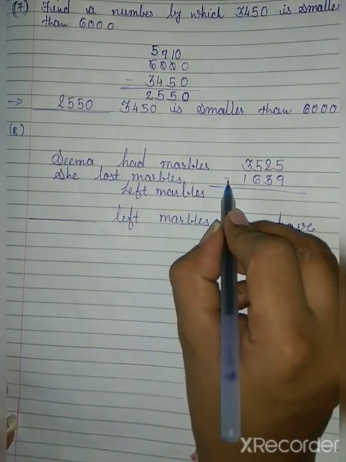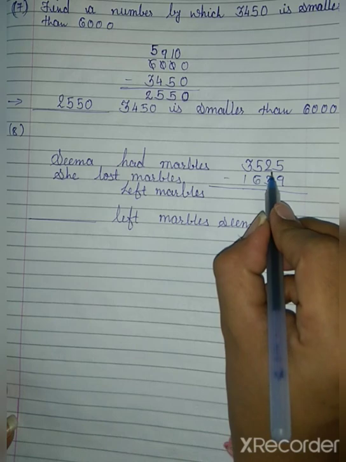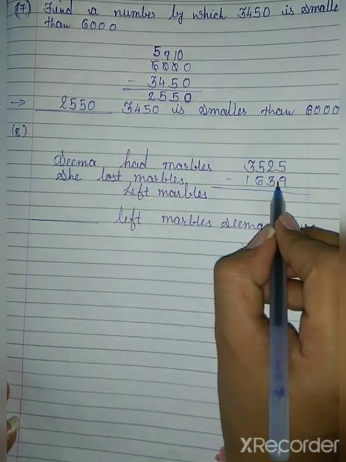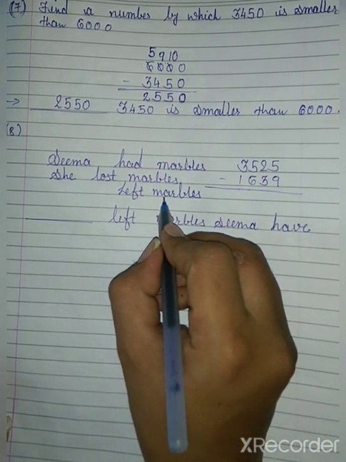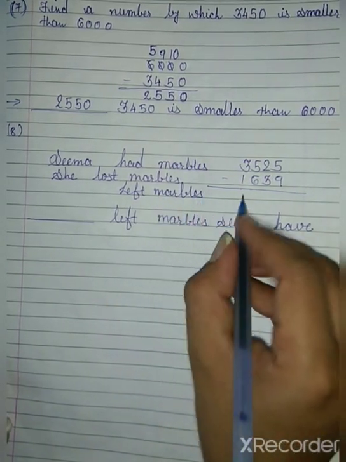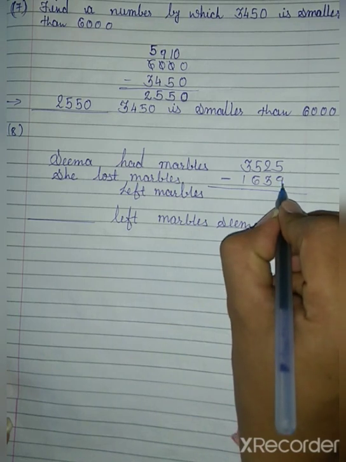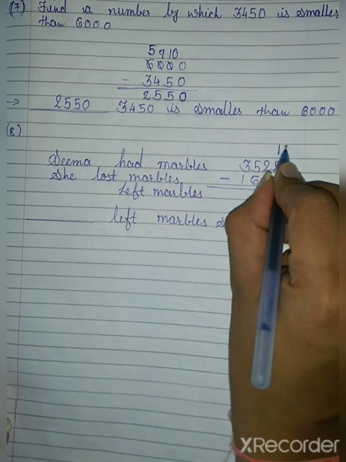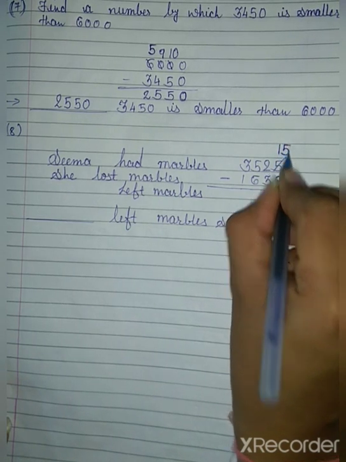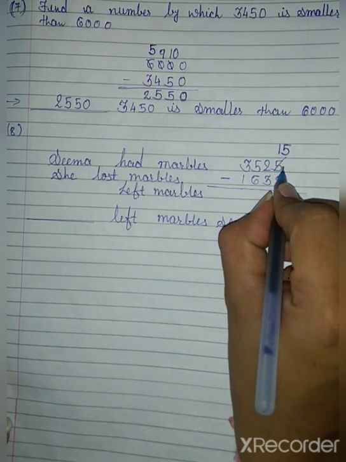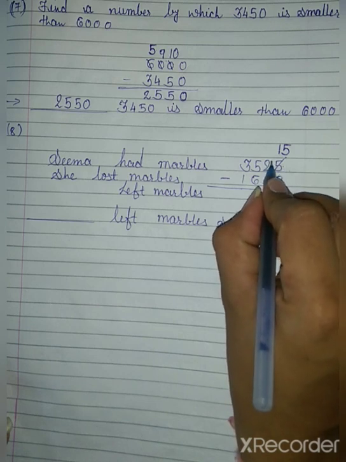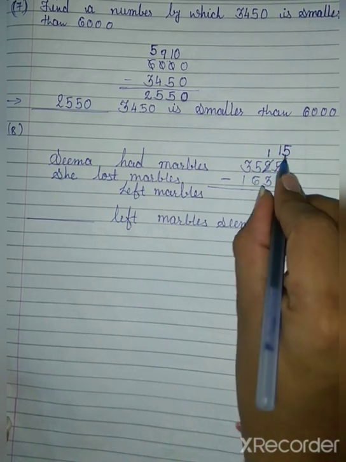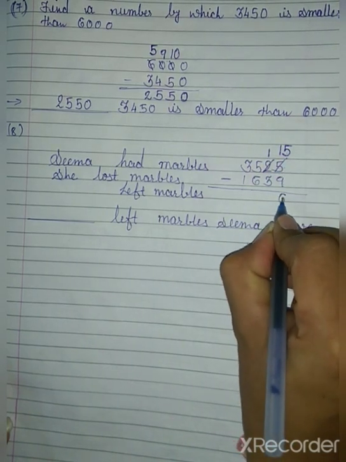For that, let's do the sum. सीमा हैड मार्बल्स, पहले उसके पास थे 3525, lost marbles 1639. So how many left marbles? For that we have to subtract. 5 minus 9 is not possible. At that time we have to take a borrow. Borrow, that means 10 plus 5, 15, and we are taking borrow here. So in the next position we have to subtract 1. So 2 minus 1, 1. 15 minus 9 is equal to 6.